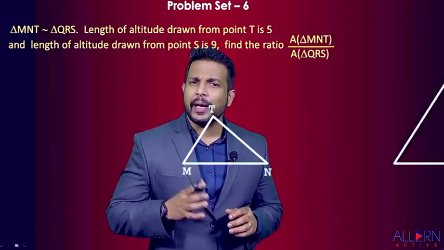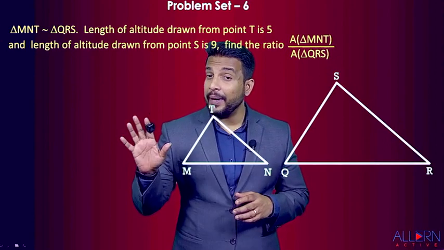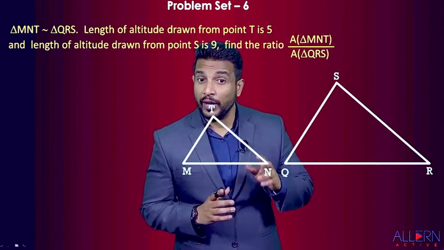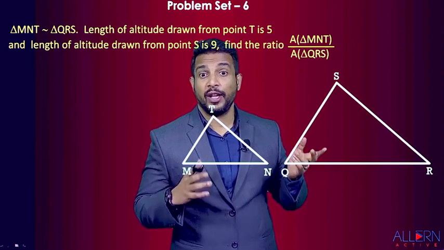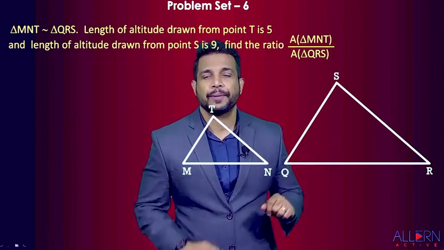Let's do a beautiful sum. It is a very interesting one which you're going to do. Let's see the sum. It says that triangle MNT is similar to triangle QRS. So we require two triangles which are similar. When we say similar, that means they are of the same shape but not of the same size.